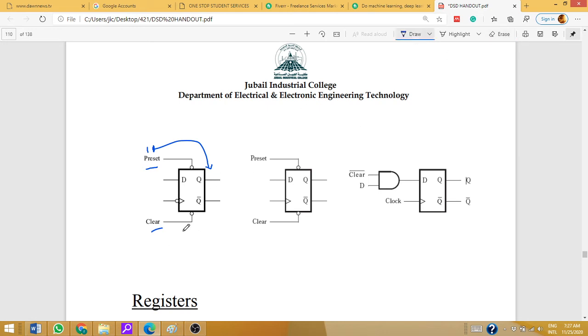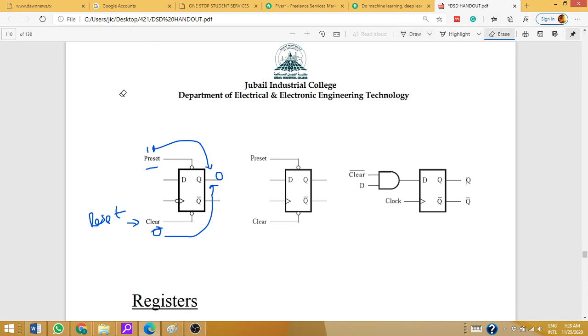And here, clear is 0, which is also active low. If clear is 0, what will happen here? Generally, we discuss that the output will be 0. So clear or reset: sometimes instead of the term clear we use reset, and instead of preset sometimes we use the term set. So both are the same term: set or preset, reset or clear.